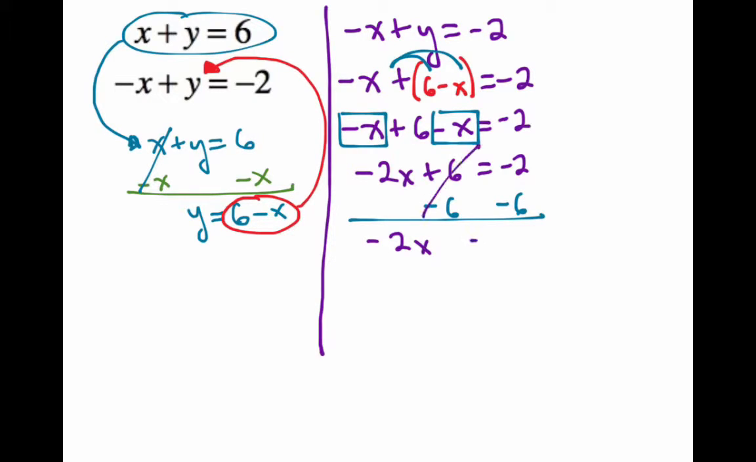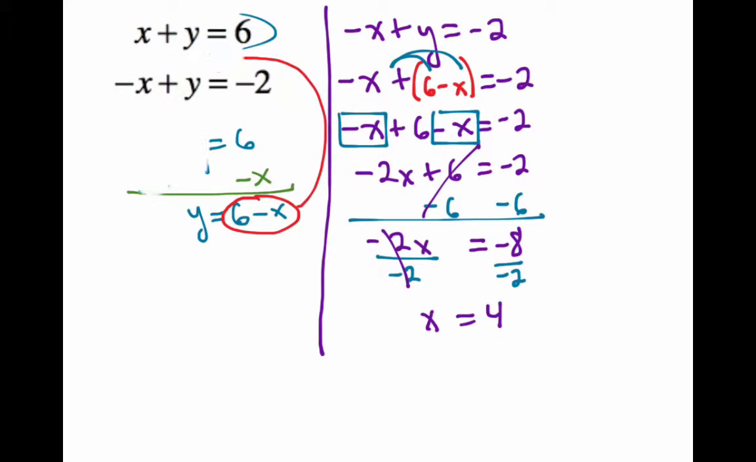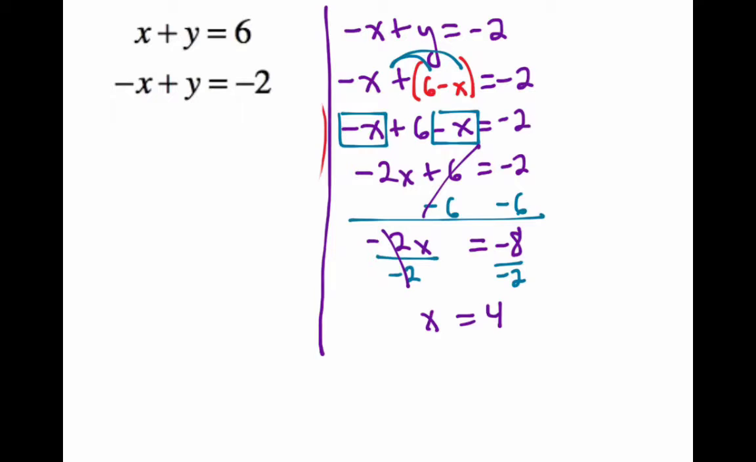I'll end up with negative 2x equals negative 8. Still need to isolate x, divide both sides by negative 2. I end up with x equals positive 4. Okay, I now have a value for x. So now I can take this and I can plug it in or substitute it in to either of my original equations. I'll pick the easier one.